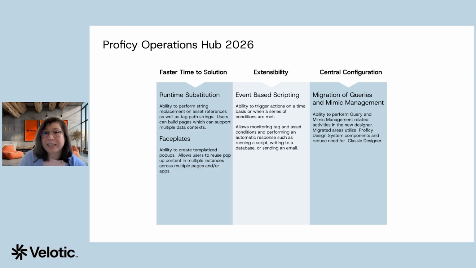For extensibility, this is continuing the thread of scripting, but now we've integrated with something called events. And then finally, we had migration of mimic management area in our classic Operations Hub. So you may know that we are on a journey from our classic Operations Hub, and we've moved over most of the building areas, and we've moved over some select pieces, and we are still continuing that journey. And we've focused on mimic management this time.